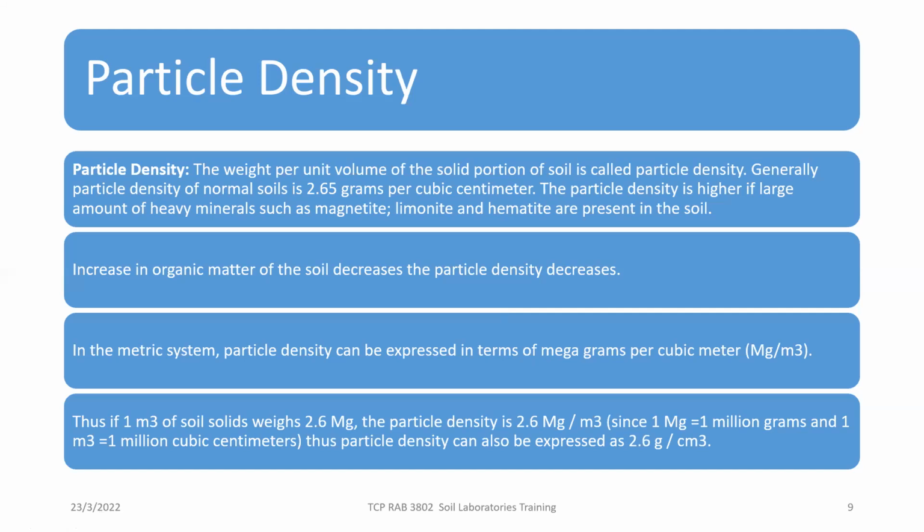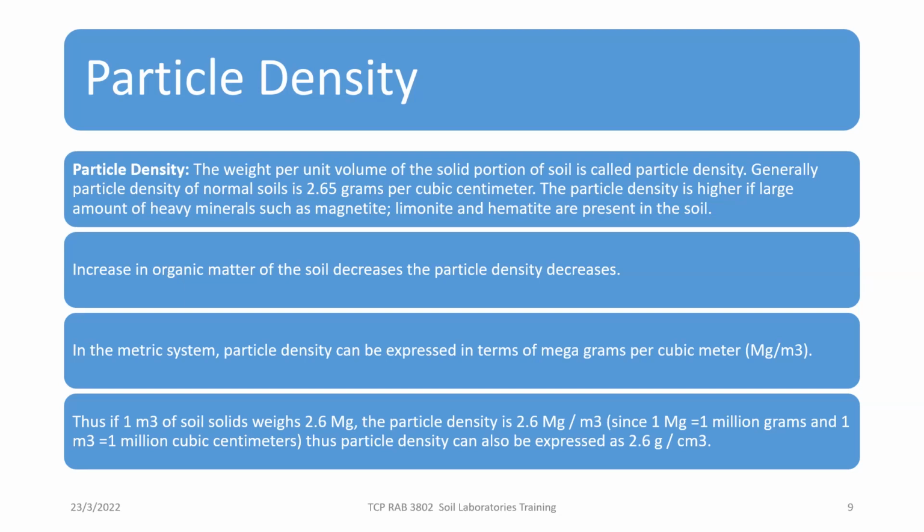So with the particle density, we are also concerned about density, mass over volume. Here it is the weight per unit volume of the solid portion of the soil, not the whole system, that is, the solid plus gaseous and pores. Generally, the particle density of normal soil is 2.6 gram per cubic centimeter.